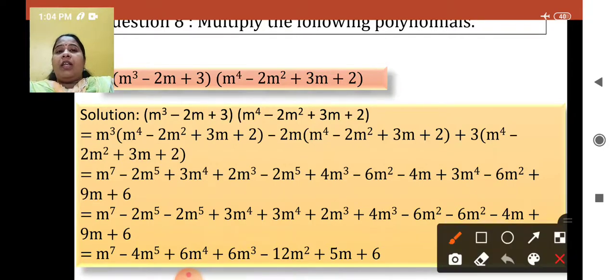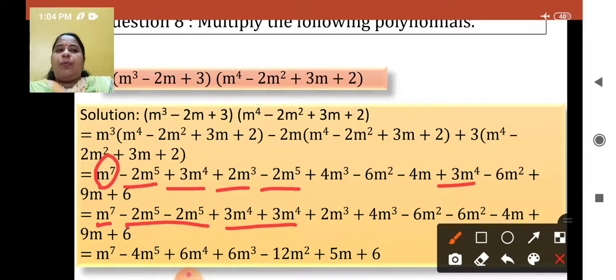Now collect the like terms starting with the highest index. I can see m raised to 7 as the highest index, but there is no like term, so that is written as it is as my first term. Then comes m raised to 5. This is minus 2m raised to 5, and one more like term is here, minus 2m raised to 5. They are written together. Then m raised to 4. Here I can see plus 3m raised to 4. Anywhere else? Yes, here plus 3m raised to 4. So they are written together.